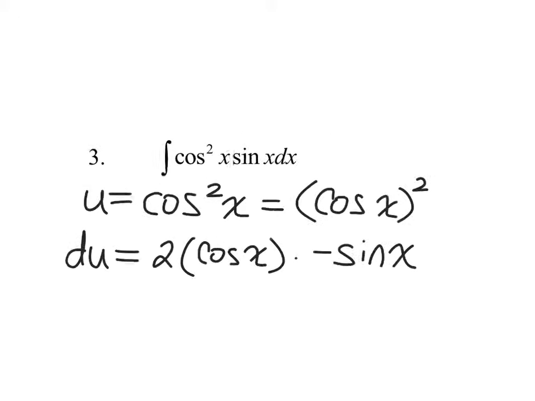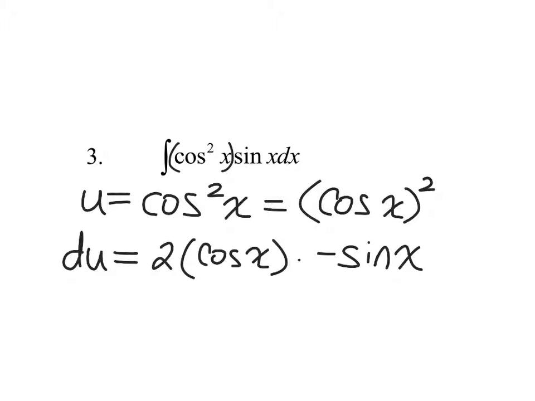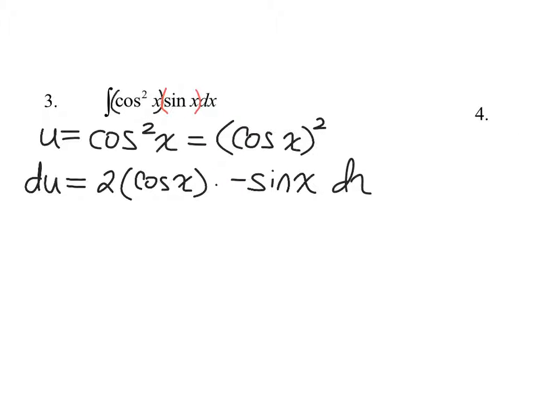Now, if I'm looking at my original integrand, cosine squared x sine of x, the whole idea behind u substitution is for us to take one factor, call it u, and use that factor's derivative to help us cancel out the other factor. So you look at what we have here in my du, I forgot the dx. Not that it's going to end up mattering, but that's overkill. All right, so I'll just show you real quick.